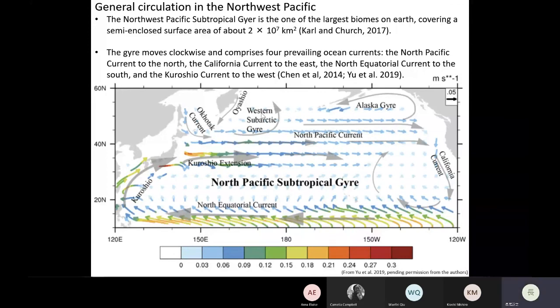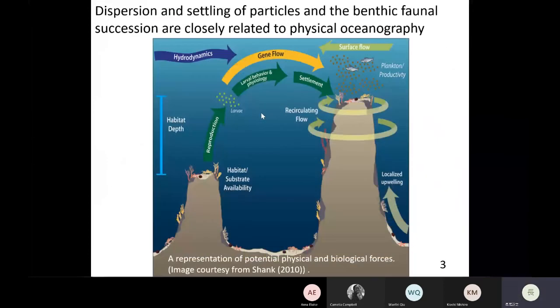And the gyre moves clockwise and comprises four prevailing ocean currents: the North Pacific Current to the north, the California Current to the east, the North Equatorial Current to the south, and the Kuroshio Current to the west. And locally, dispersion and settling of particles and the benthic fauna succession are closely related to the physical oceanography. This is a representation of potential physical biological forces around seamounts.